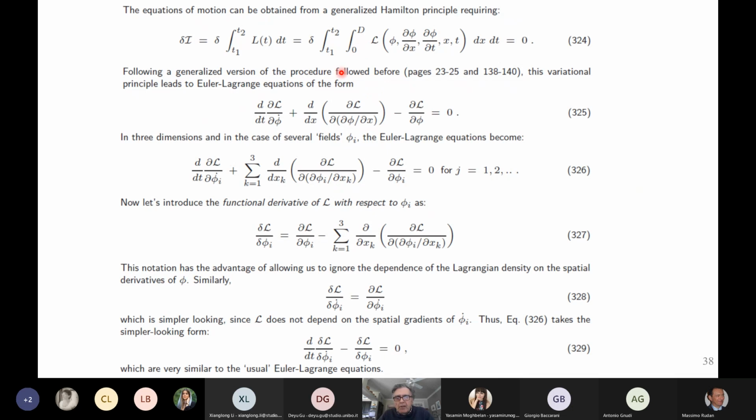I will skip the various steps, but they're exactly the same. They're more complicated because I have all this derivative with respect to space, to x, that I didn't have before. But essentially what I had is the same thing, the derivative of the Lagrangian with respect to phi. Notice that this is a strange derivative.